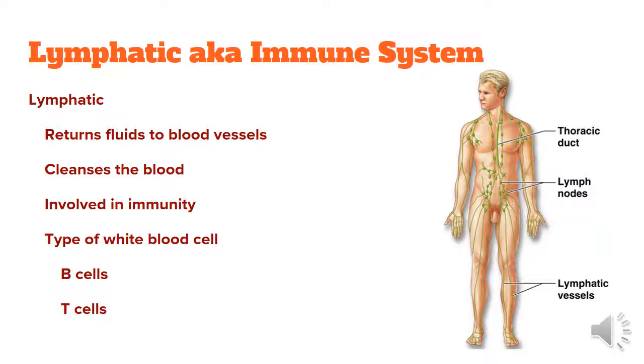All right, so the lymphatic, aka the immune system. The lymphatic system returns blood fluids to the blood vessels, so it's one way of keeping the water and the liquid stuff in the body. Helps cleanse the blood by getting rid of pieces of cells and different things that have been broken up or died. It's involved in immunity because it transfers B cells and T cells throughout the body. It's also bad because if you have cancer and it gets into the lymph nodes, it can spread quickly because the lymph nodes are very efficient that way.